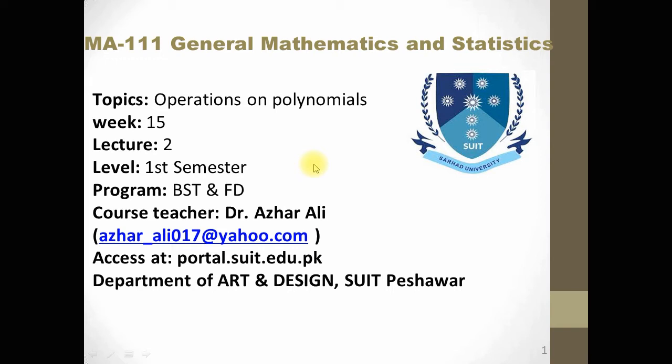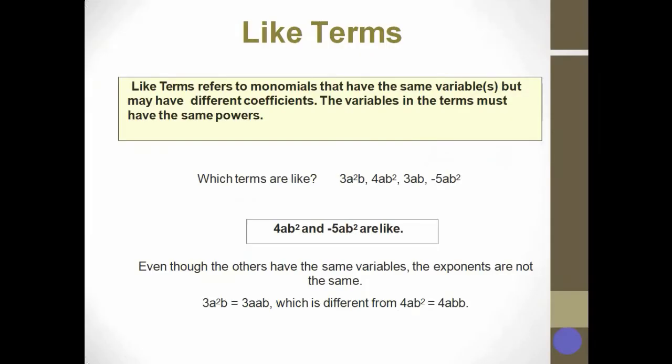Now, for the course General Mathematics and Statistics, in this second video lecture of week 15, we are going to learn about operations on polynomials. First of all, to identify the like terms. Like terms refer to monomials that have the same variables but may have different coefficients. The variable in the term must have the same power.